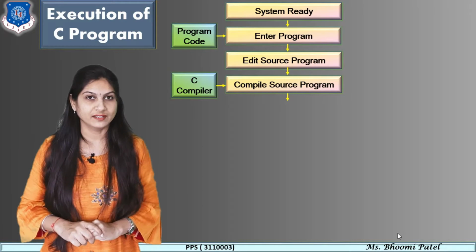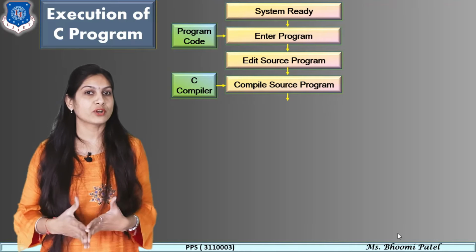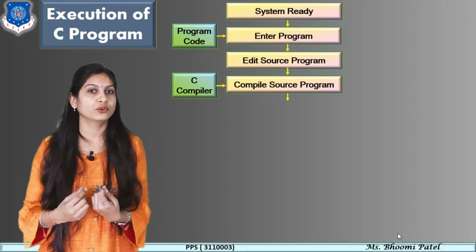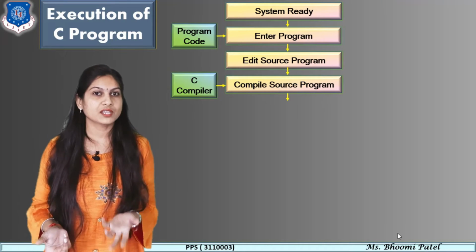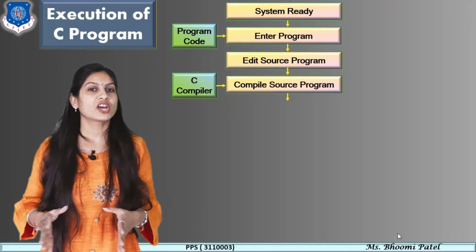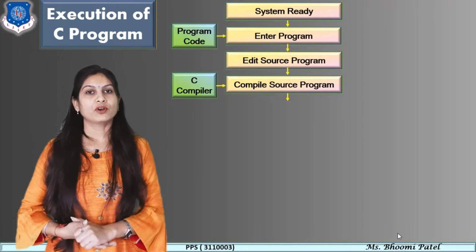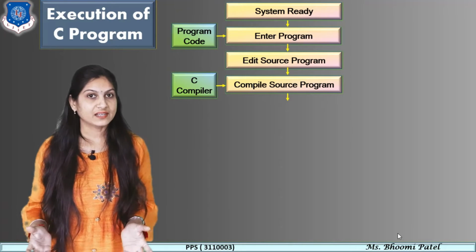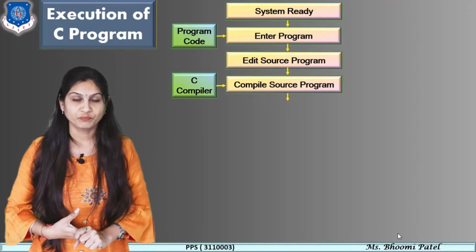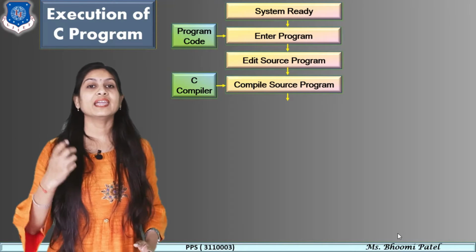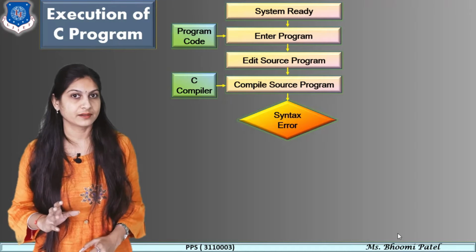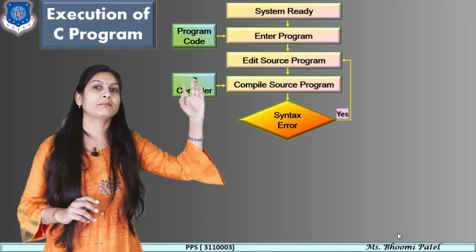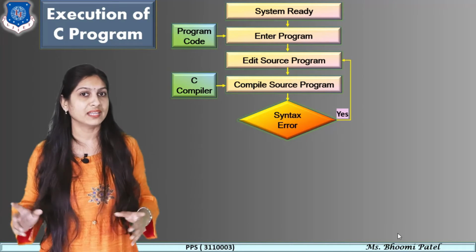And third is a logic error. Suppose I have given a problem like perform addition of two numbers, and in this example you have to put just the plus sign, but by mistake you put multiplication, then your logic is wrong. So in that case, we can say the logical error is there. Will these types of errors be checked by the compiler? No. When we compile our program, it only checks the syntax error, and if a syntax error is there, then we have to move back to edit source program and make the changes.